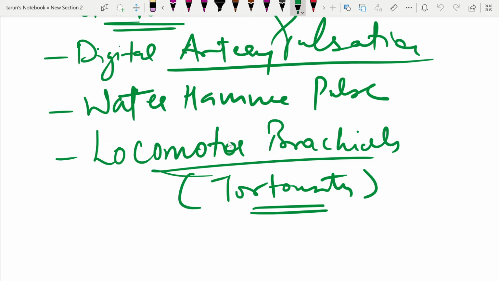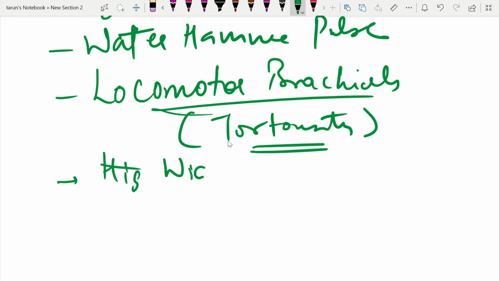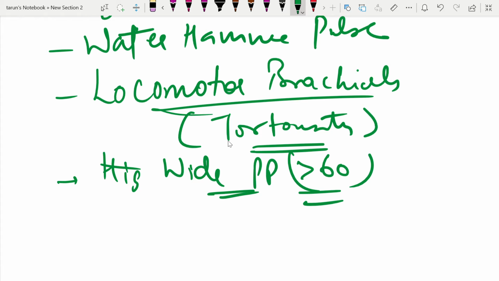Then about the blood pressure, there will be wide pulse pressure, very high systolic and very low diastolic. You will get the wide pulse pressure, and even the Korotkoff sound may continue up to 0 millimeter of mercury. Pulse pressure is usually more than 60 millimeter of mercury. So very wide pulse pressure you will get in aortic regurgitation.